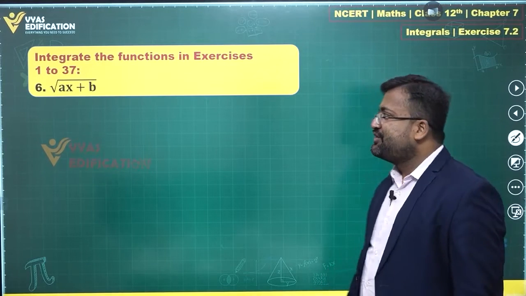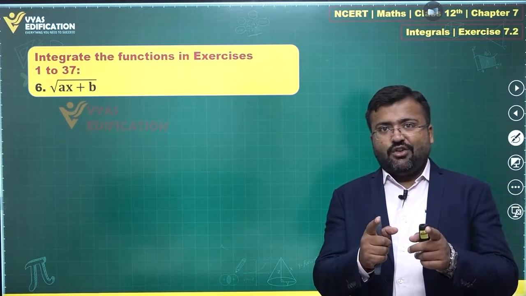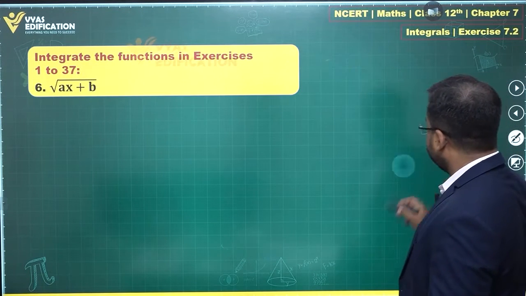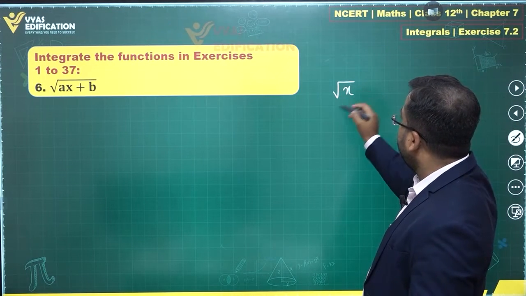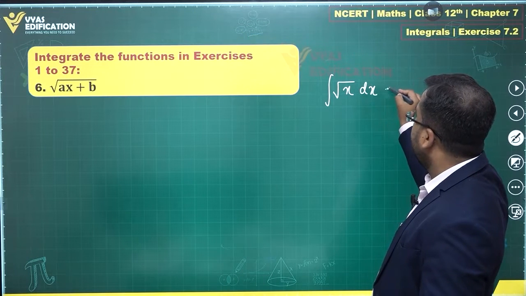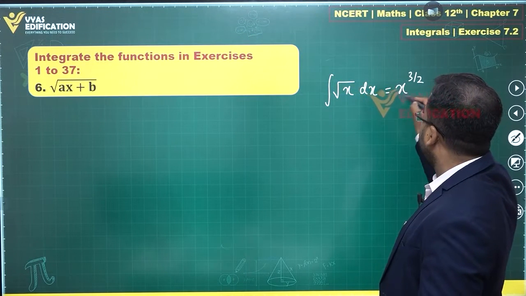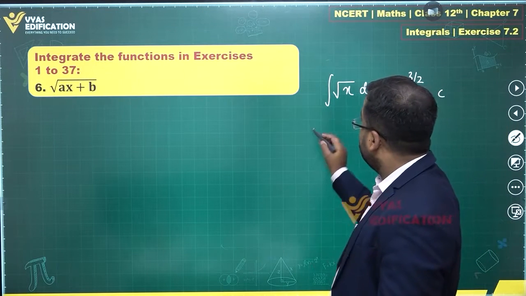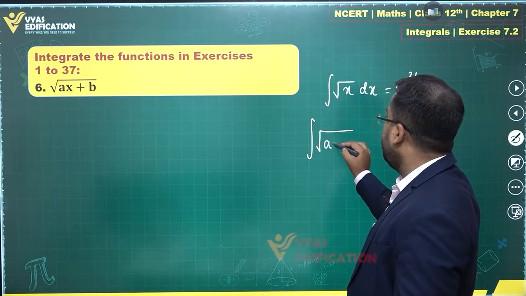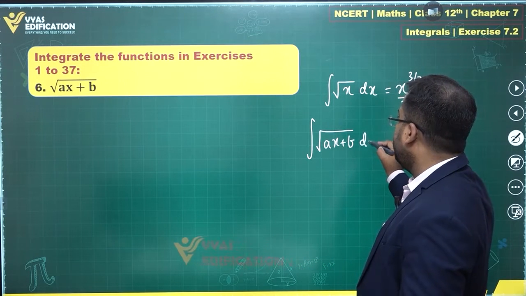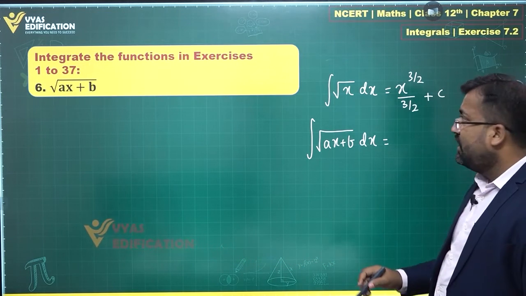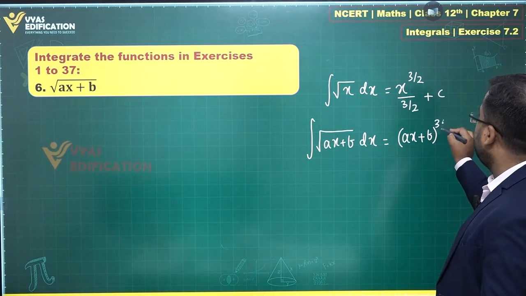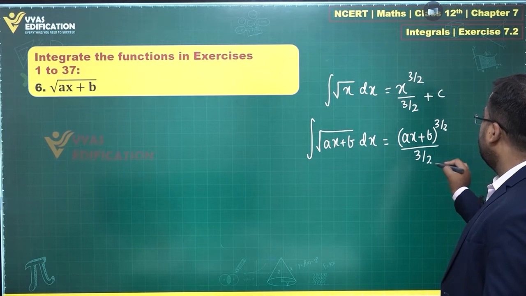In the sixth question, we have the square root of ax + b. And now you can directly think, okay, this is similar to the square root of x. What is the integral of square root of x dx? That is x power 3 by 2 upon 3 by 2 plus c. So what about the integral of root (ax + b) dx? This will be equal to (ax + b) power 3 by 2 upon 3 by 2 plus c.